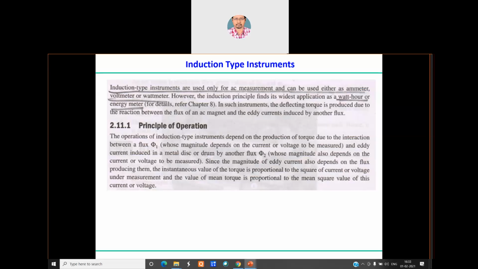Since the magnitude of the eddy current also depends on the flux producing it, the instantaneous value of the torque is proportional to the square of the current or voltage under measurement, and therefore the mean torque is proportional to the mean square value of the current. And remember why it is not an RMS torque? As I have told you, any mechanical instrument requires some time. It cannot develop a very high inertia in a short time, given the rate at which the current or voltage varies. So you can only measure the mean or average torque, not the instantaneous or RMS value.